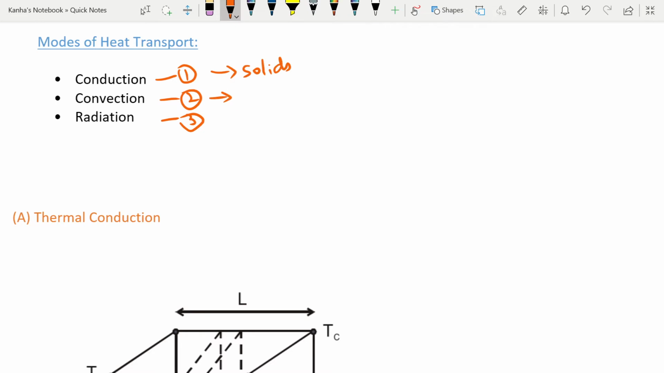In the case of convection, there is a transfer of energy by actual motion of particles of the medium from one place to the other, and it is basically found in liquids and gases. The third one is radiation. You should know that this is the quickest way of transmission of heat. Here the heat is transferred from one place to another without affecting the intervening medium.